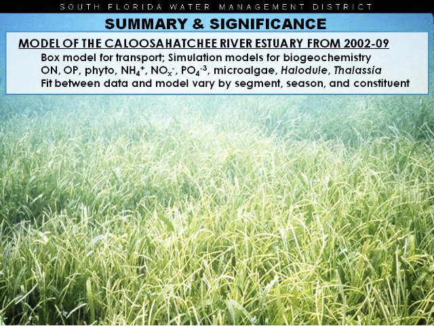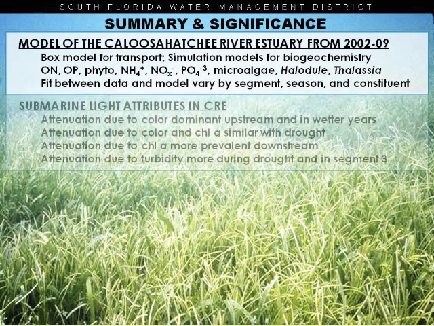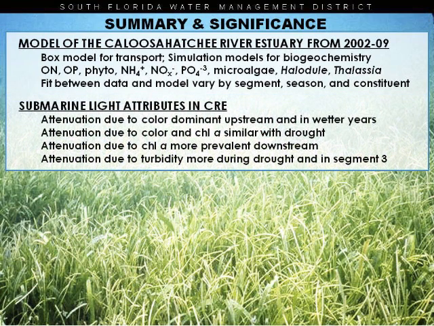So we have a box model of the Caloosahatchee that's combined with a simulation model to look at transport. We have several water column constituents, 2 seagrasses. And the fit between the data and the model varied by season, segment, and different constituents. We've come up with some evaluation of the light extinction coefficients with color being on the upper estuary, turbidity and chlorophyll more so in the lower estuary during drought conditions. And in segment 3, about an equal contribution of each of the 3.